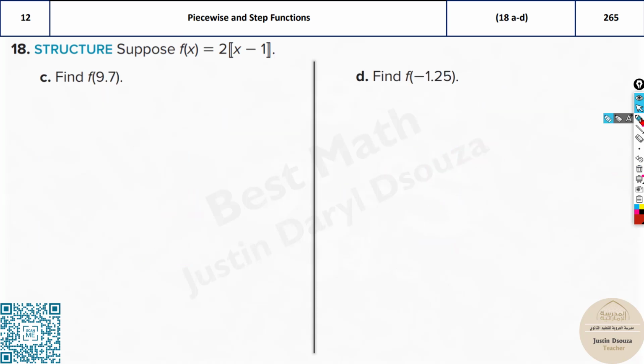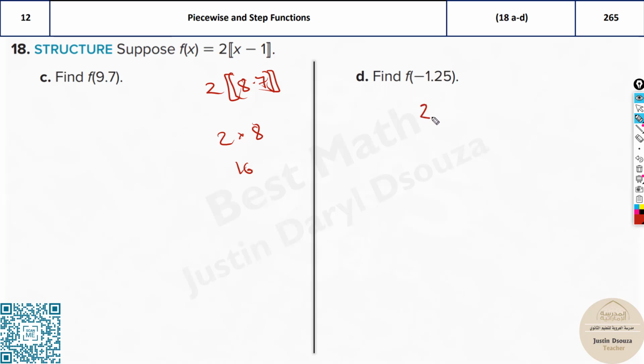Now again, we have the same equation. We can just do it quickly here. 2 times, what happens? 9.7 minus 1 is 8.7, and then we have the step function. So it's 2 times 8. It'll be 16. What about this number here?